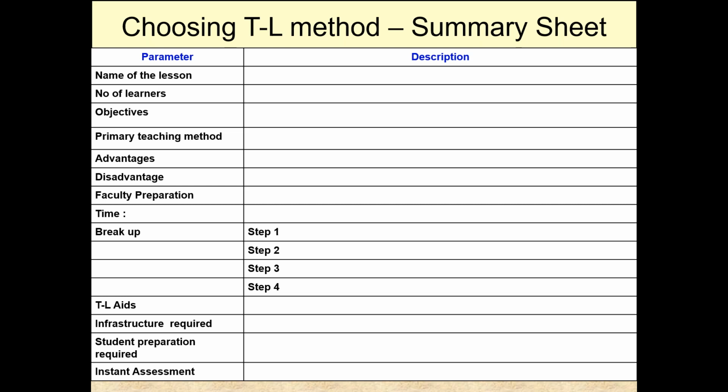And then you write down what all teaching learning aids you need, the infrastructure required, and the student preparation. And if you are doing an instant assessment like a pre-test or a post-test, you can write it down. That makes a summary sheet. So now you know, for this topic or this session, I have chosen this teaching learning method and these are the requirements. So this is how you have to plan it out.